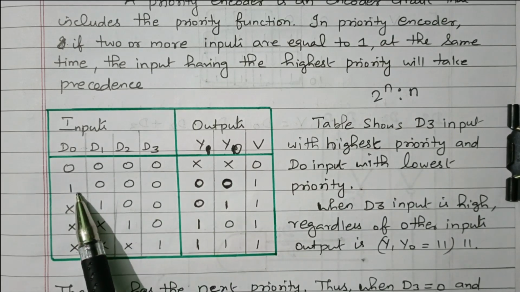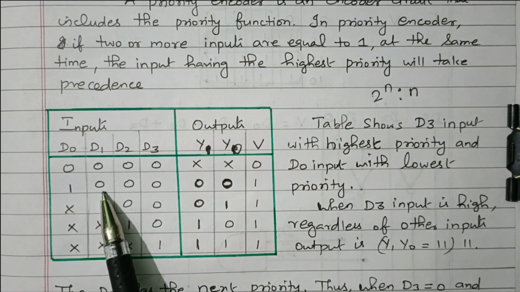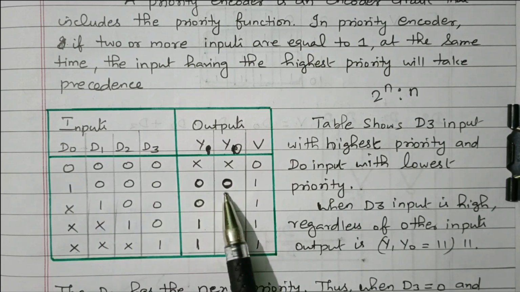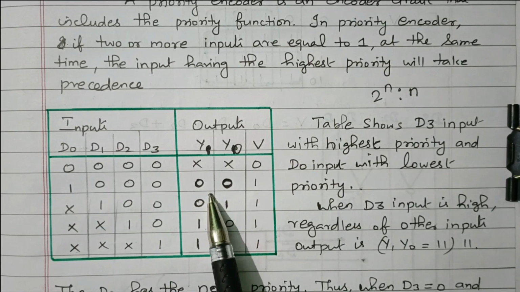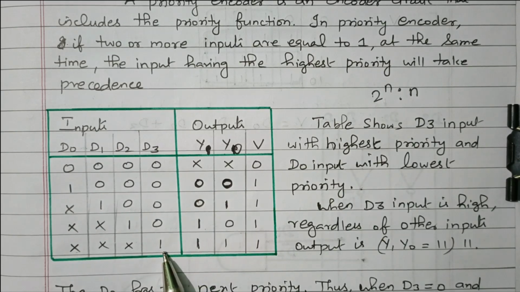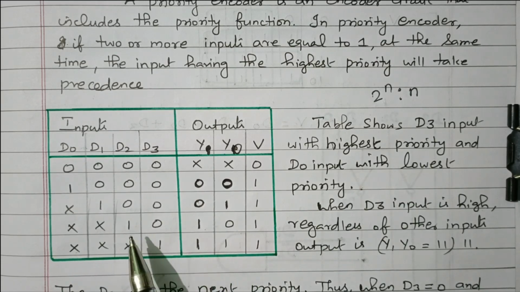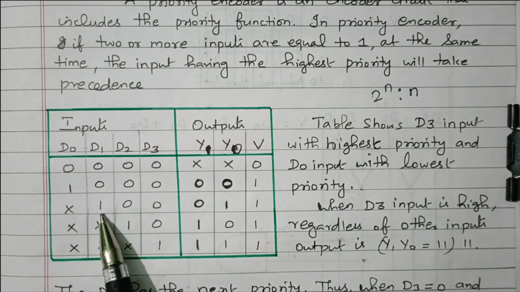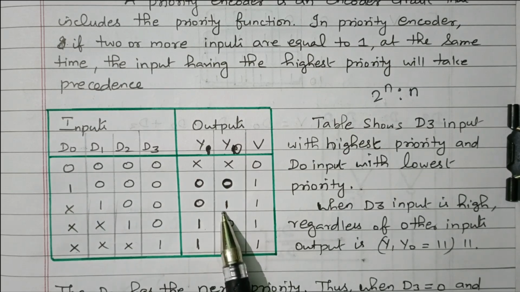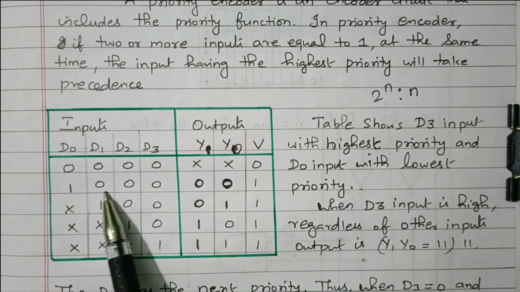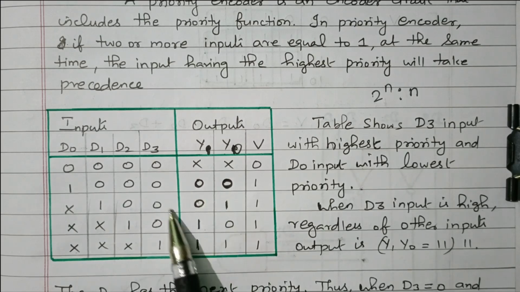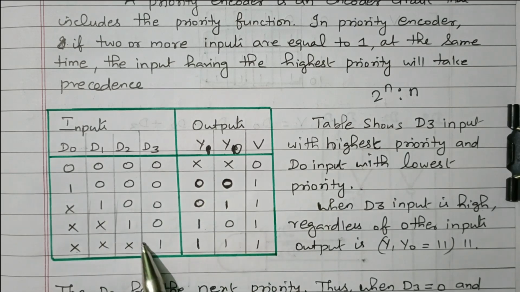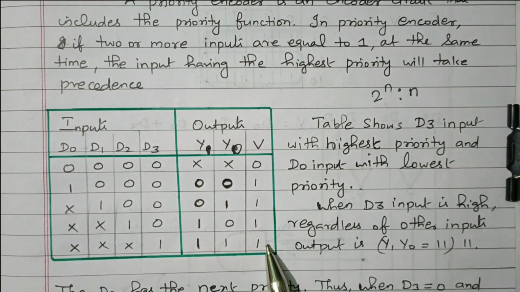The last priority is D0. D0 is 1, D1, D2, D3 are 0. It will give 0, 0. There is nothing. 0, 0 is no output. Right. So the highest priority is given to D3. If D3 is 1, we will get 1, 1. If D2 is 1 but D3 is 0, we will get 1, 0. If D1 is 1 and D2, D3 are 0, we will get 0, 1. If D0 is 1, other terms are 0, we will get 0, 0. So in all these cases, a minimum of 1 is available. So the verification output is 1.